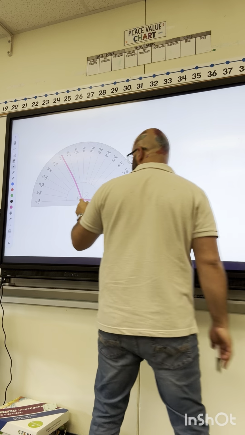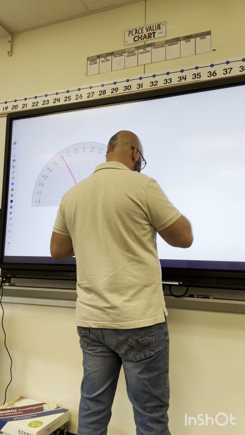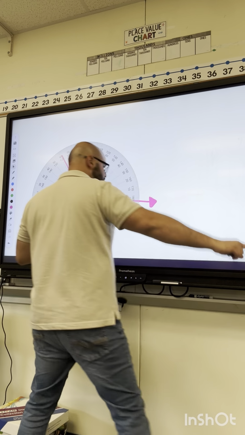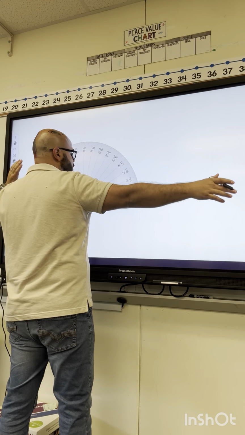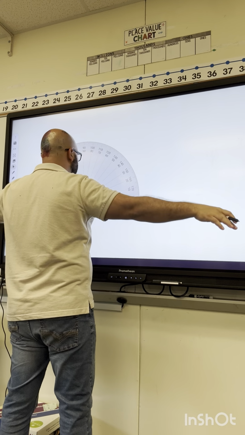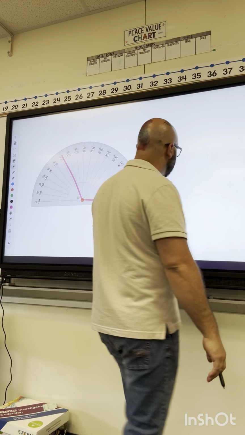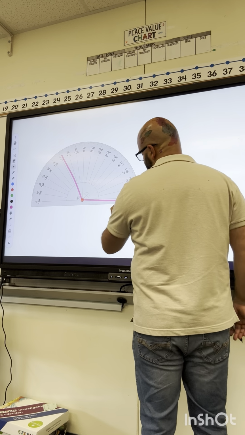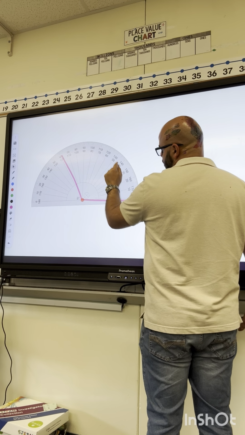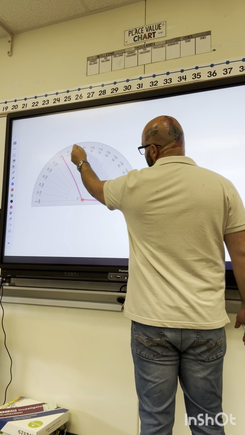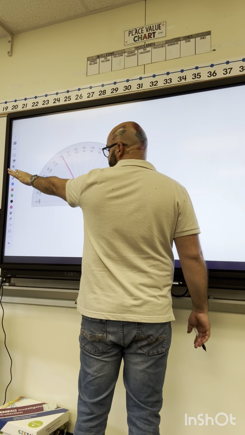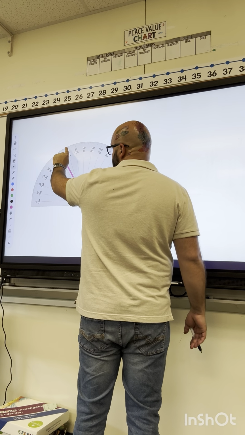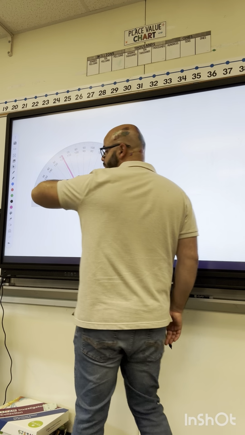Remember, this ray here is telling you on what side of the protractor you're going to start counting. Am I going to start counting on my right or on my left? Right now it's telling me I'm going to start counting on my right. So let's count from the 0. 0, 10, 20, 30, 40, 50, 60, 70, 80, 90, 100, 110. I don't want to pass my ray, okay? So I'm going to stop at 110 and then start counting the unit degrees.